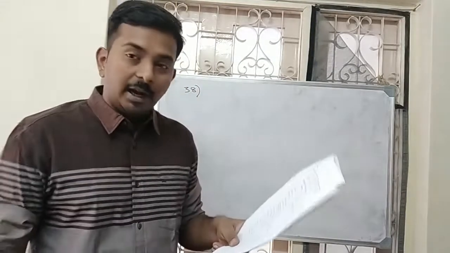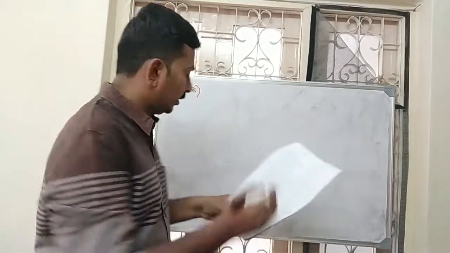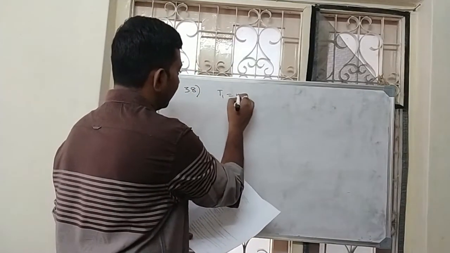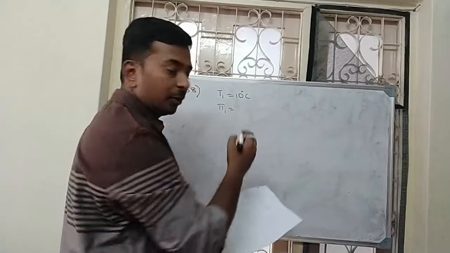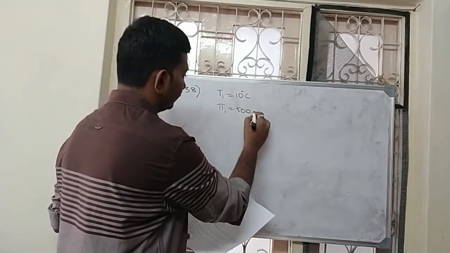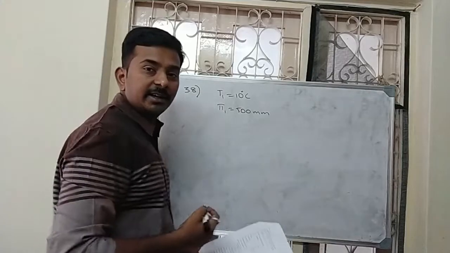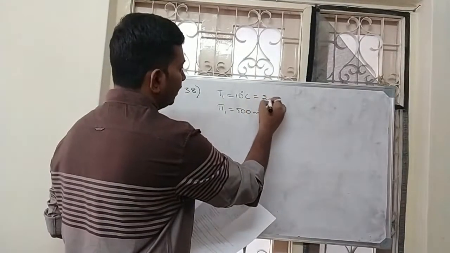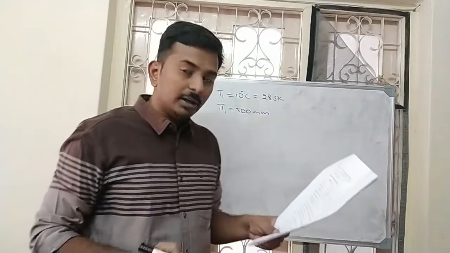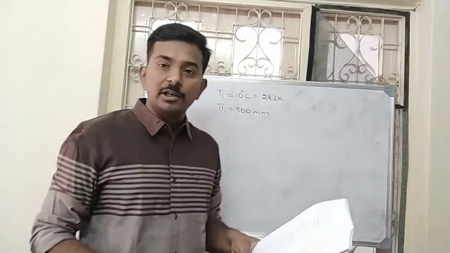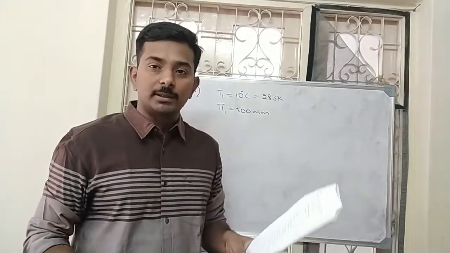Osmotic pressure at 10 degrees centigrade was found to be 500 mm. So when the temperature is 10 degrees centigrade, the osmotic pressure was found to be 500 mm. 10 degrees centigrade means in Kelvin it will be 283 Kelvin. Now we are diluting the solution. Diluting the solution means we are adding water.